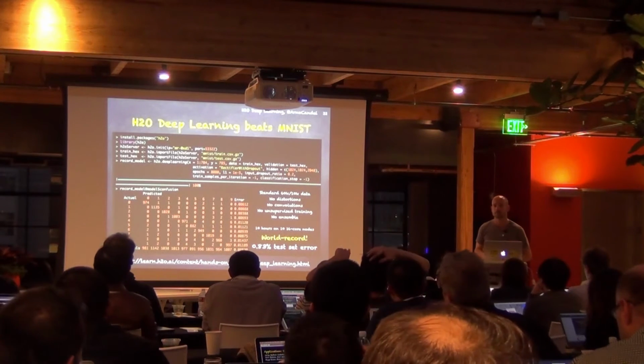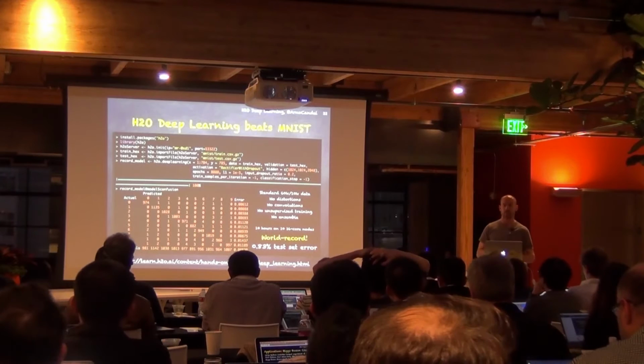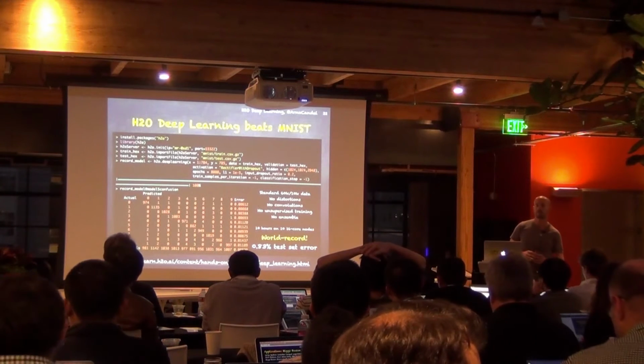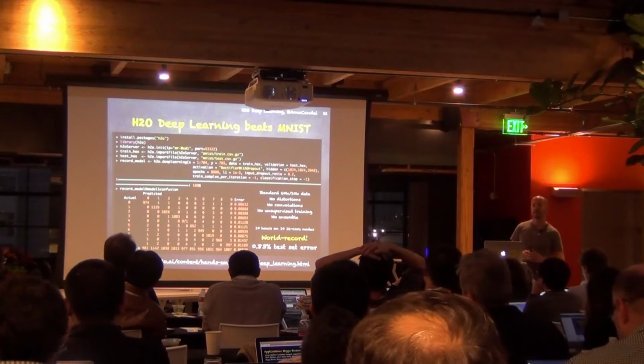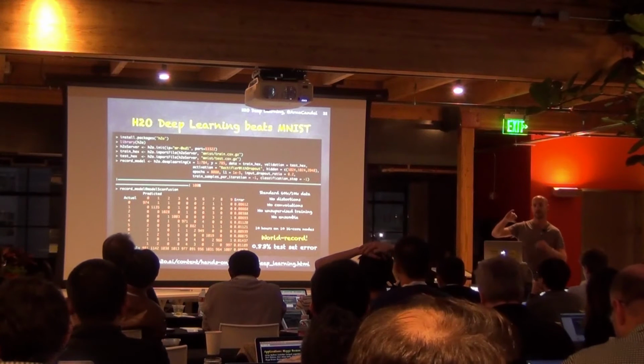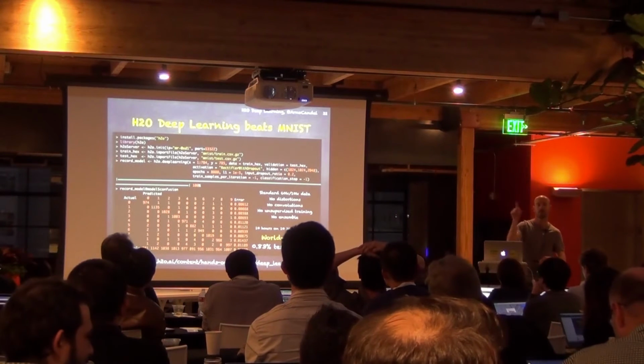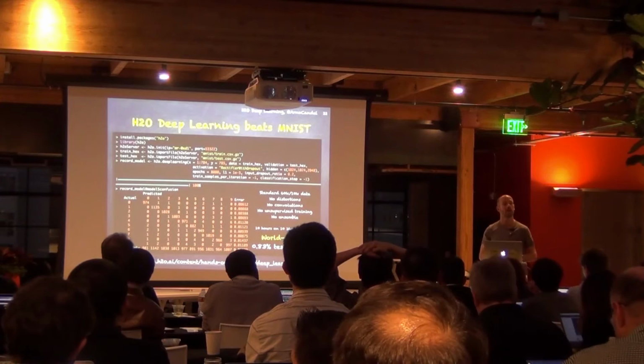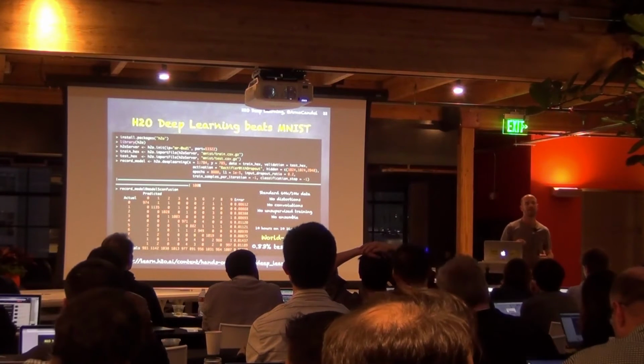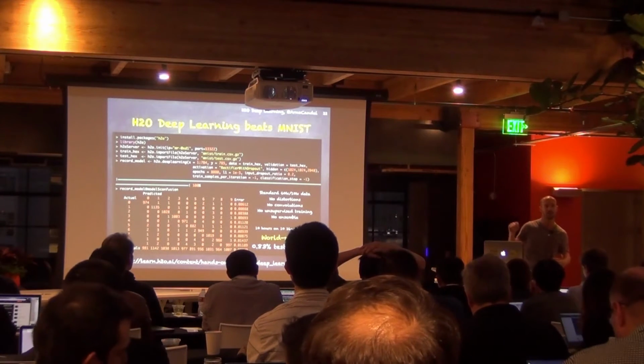Yes? Where's the X and Y? X is the predictors, Y is the response. So 784 is actually 28 squared. That's the number of pixels in an image, a raw image. And they're all just black and white values from 0 to 255.